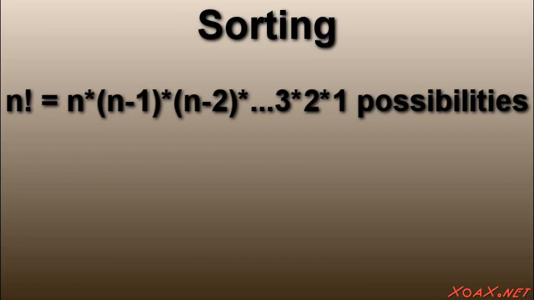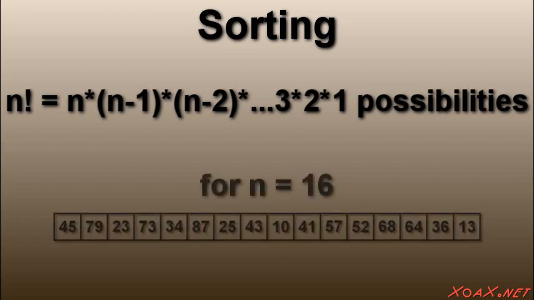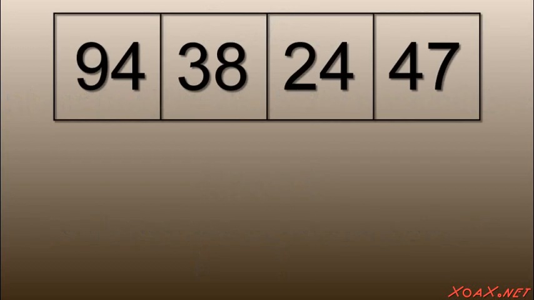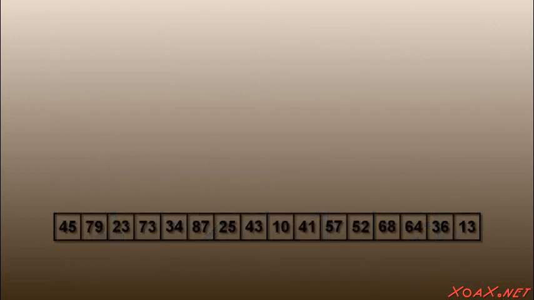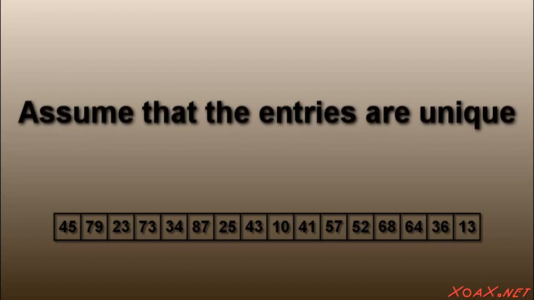For a sorting algorithm, we have n factorial possible arrangements for the elements of an array of size n. Every arrangement of entries can be considered equivalent to a permutation of the numbers 1 through n, where 1 corresponds to the smallest element and n corresponds to the largest element. For example, 94, 38, 24, 47 corresponds to 4, 2, 1, 3. For our purposes, we can assume that the elements that we are sorting are all unique, since multiplicities only serve to reduce the number of possible arrangements.